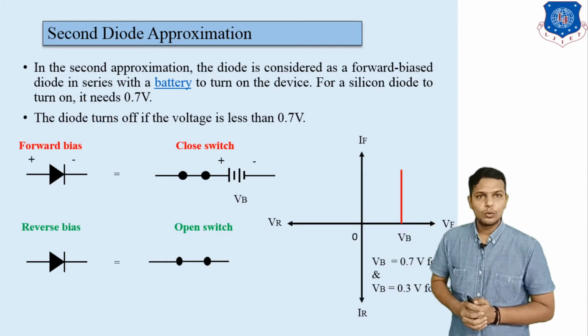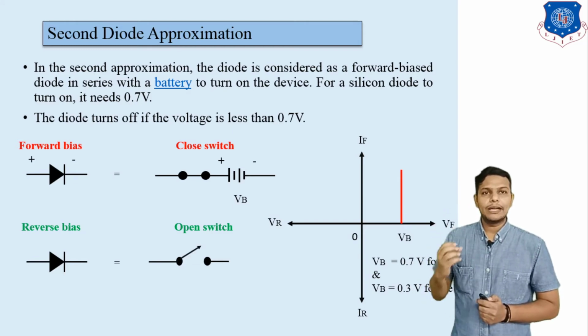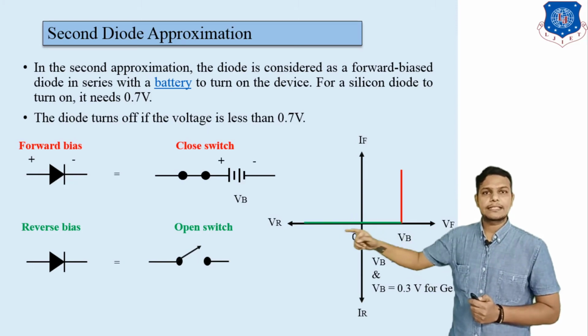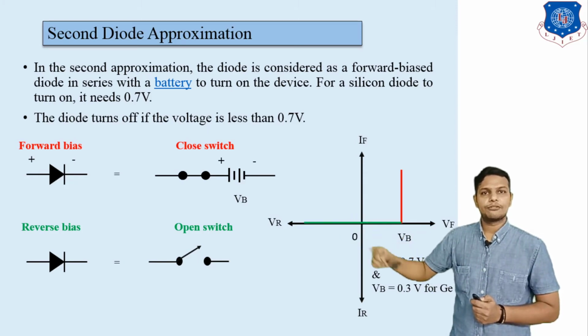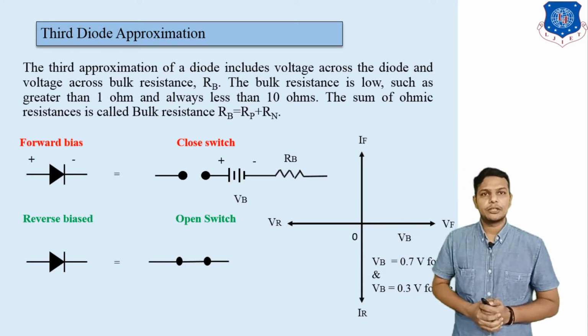Now case number 2, reverse bias. In reverse bias, as we discussed, the circuit becomes open. Why? Because the diode only works in forward bias, not in reverse bias. So the current is 0. Here we can see this is the zero graph. Now let us discuss the third diode approximation.